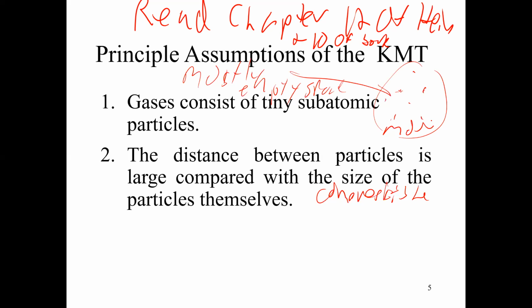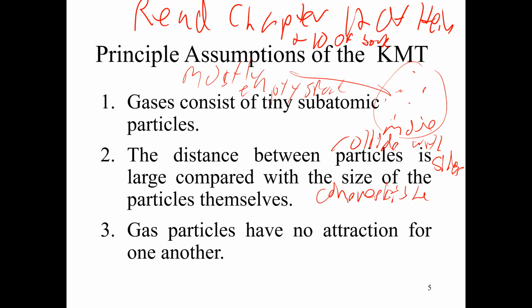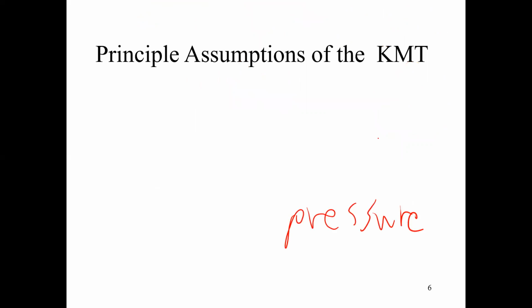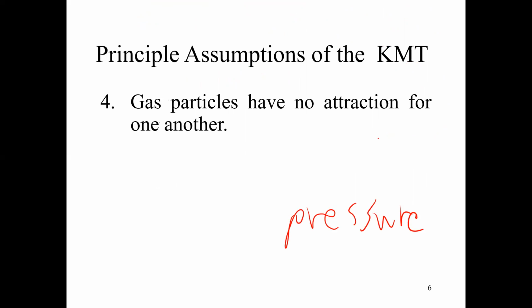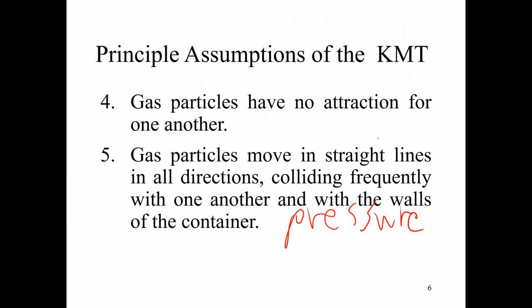These also move and they collide with the sides, and each other, okay? So you've got collisions that go on between them. Gas particles have no attraction for one another. Gas particles move in straight lines, colliding frequently with one another and with the walls of the container, and that gives you pressure.